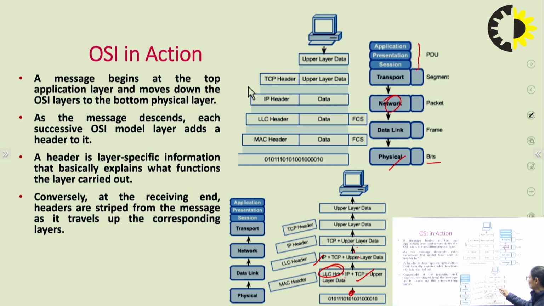When this information moves to the upper layer, the IP header is removed. Only TCP and the upper layer data are left. When it moves to the upper layer, the TCP header is removed. Here we have the upper layer data, and ultimately this data is presented to the user.